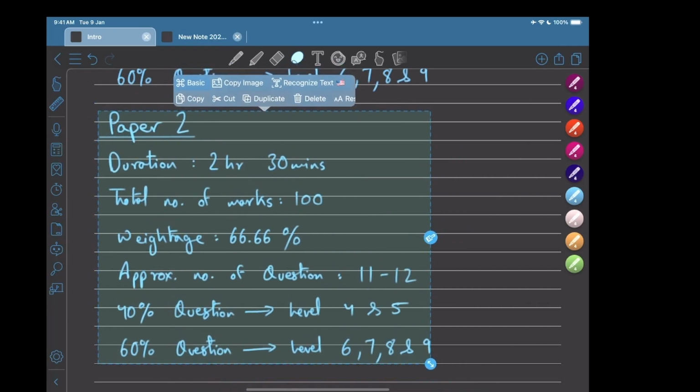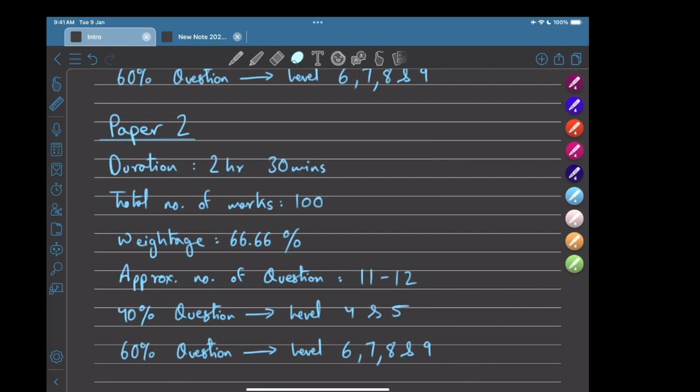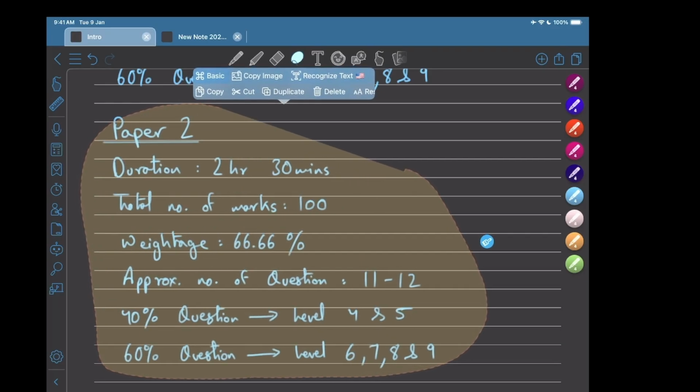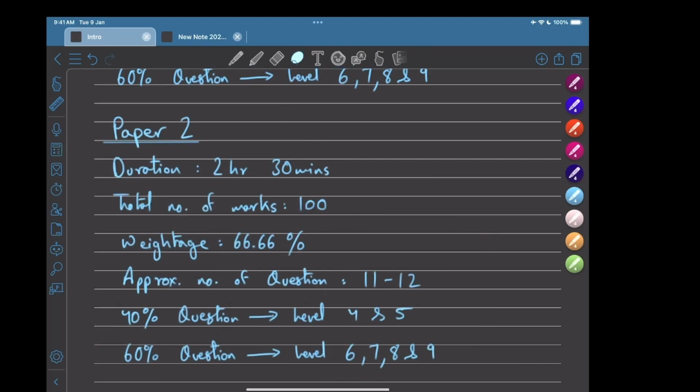Now paper number 2, I would consider, is a little bit scarier paper. The reason is that by the time you're appearing for paper 2, you are done with your paper 1. Many a time, if you mess up in paper 1, paper 2 is a great opportunity to get your grade back up. The reason being that paper 2 has 66.66% of the weightage. So if you mess up in paper 1 but perform really well in paper 2, you can cover up the mess up.